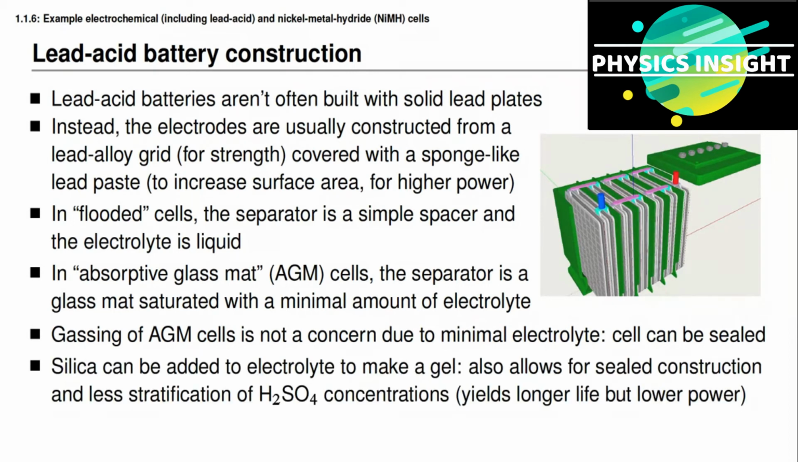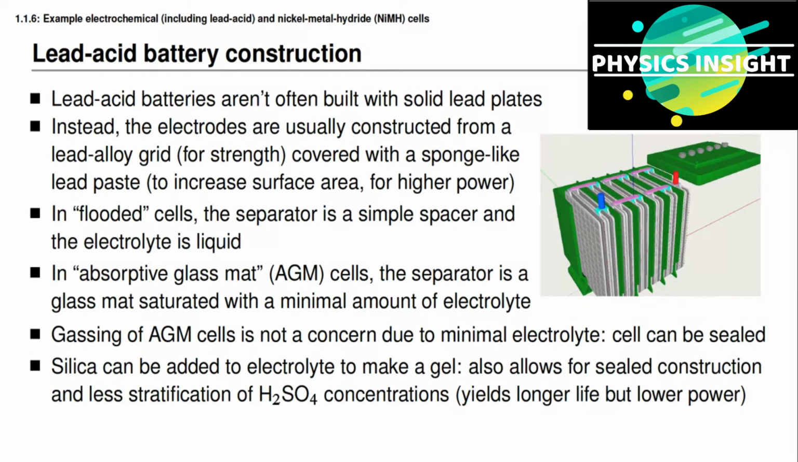And sometimes silica is added to the electrolyte to turn the liquid electrolyte into more of a gel. And this also allows for a sealed construction, and it allows for less variation in the concentration of the sulfuric acid at different parts in the cell. You see, if I had a purely liquid electrolyte, the electrolyte tends to stratify with higher concentrations in one part and lower concentrations in another, and this causes the aging of the cell to vary depending on whether you're at the bottom of the cell or at the top of the cell. And by adding the silica, you can actually improve life by making aging more uniform.